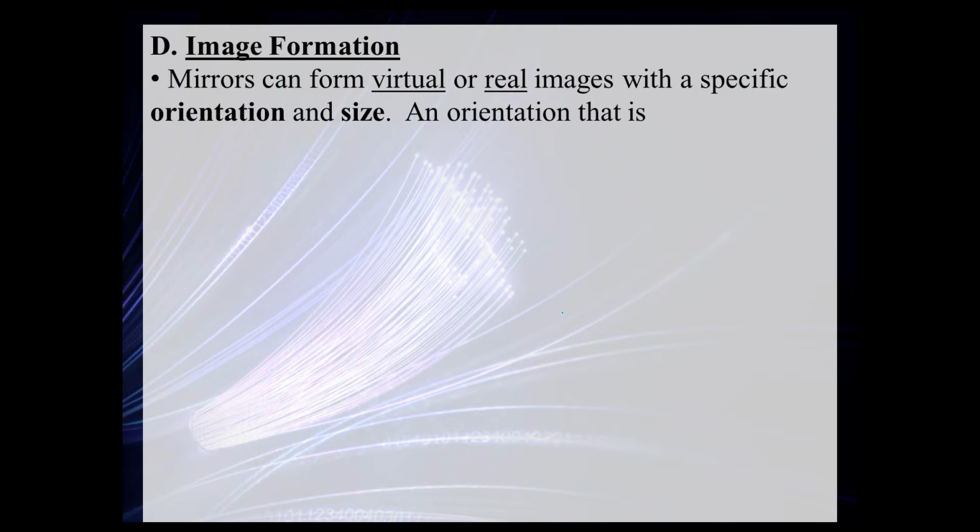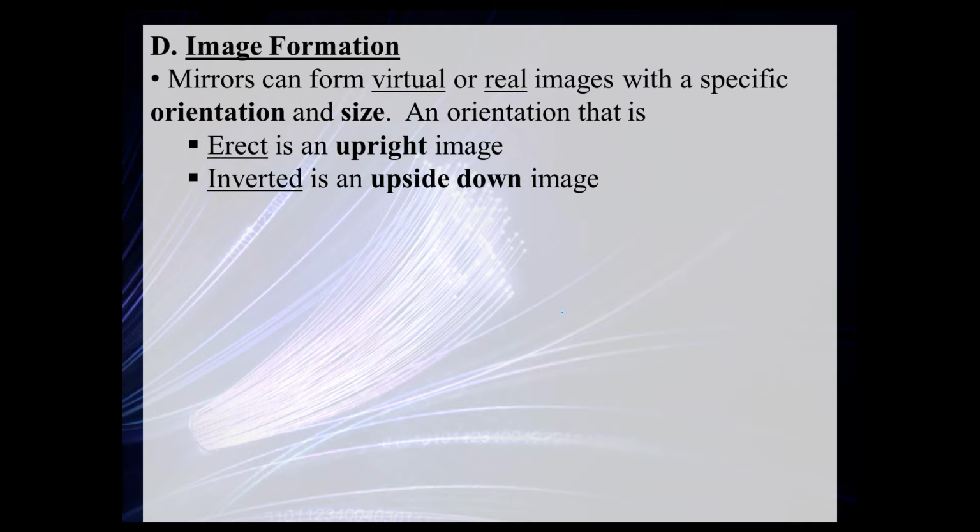These mirrors can produce images that have a specific orientation and a specific size to them. We'll talk about the orientation right now, and then the example problem will describe the size. If you looked in a mirror and you saw the image and it's upright, we can refer to that as being an erect image. If we had an image that was upside down, we call that an inverted image.